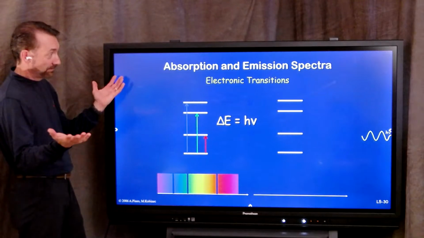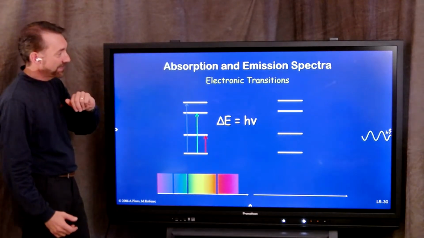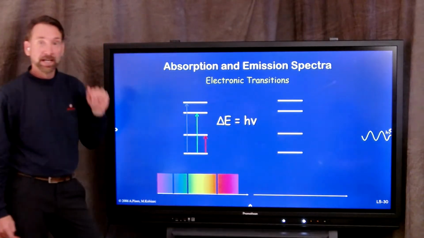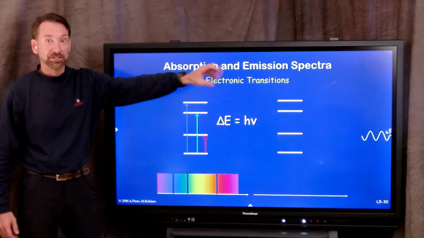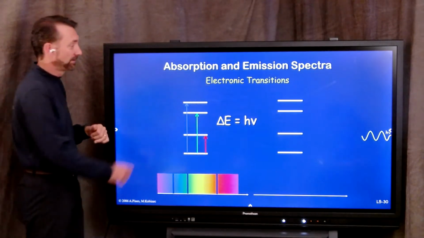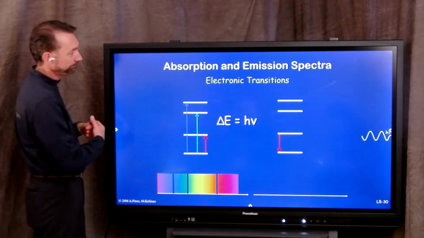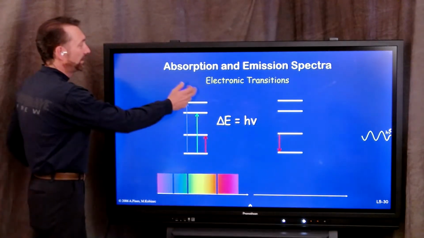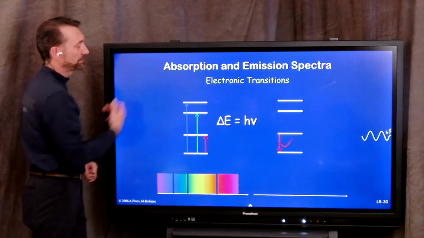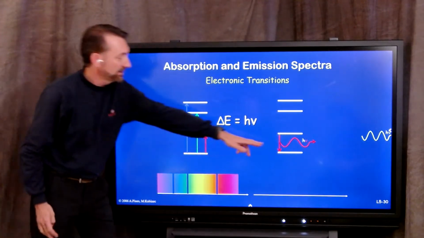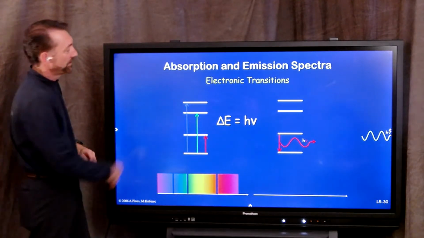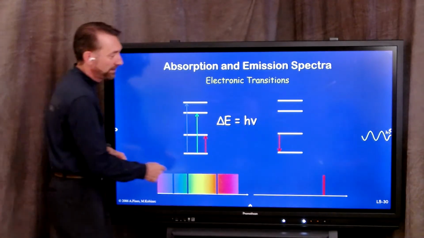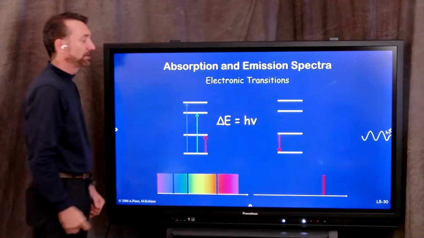And I can do the reverse. If the system already has energy, then it can drop down from high energy to low energy. And in that case, there'd be an emission of energy, but one specific photon energy. So dropping from the second to the first energy level, from the first excited state to the ground state, that would emit this same color of red, but it's an emission, so you'd see a single emission line.